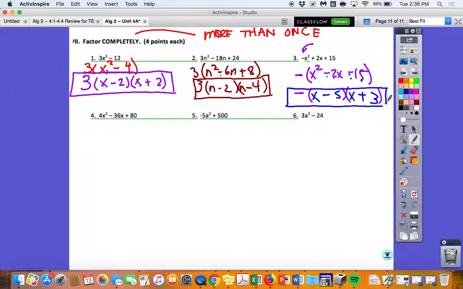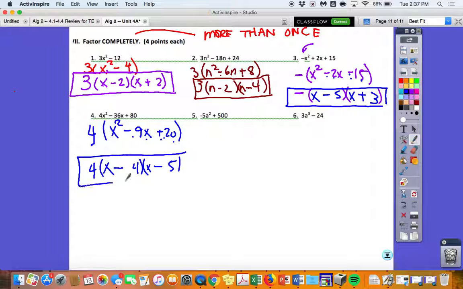All right, for number 4, I can take out a 4. Can't take out an x because 80 doesn't have one. So that's going to leave x squared, and then 36 divided by 4 is 9. 80 divided by 4 is 20. Okay, so let's see if we can factor this. What 2 numbers multiply to 20 and add to 9? Well, that would be 4 and 5. Signs are the same, both negative. So put negatives in there. You want all of those components in there.